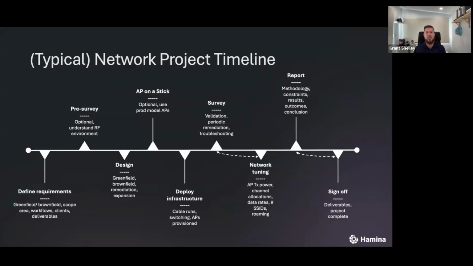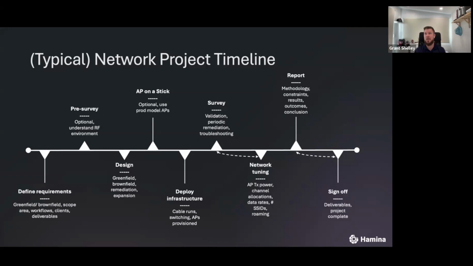Okay, so I've put in brackets here a typical network project timeline, because this can be a little bit different depending on all the different survey types that we listed earlier. And so we've got here, the first thing I normally try to do is define my requirements, right? So, is it a greenfield or a brownfield site?